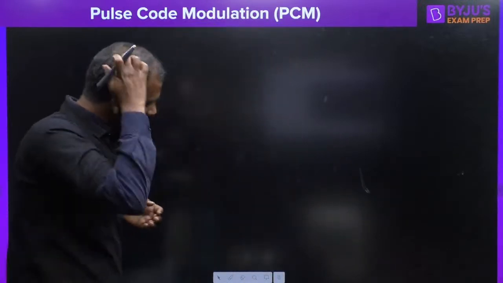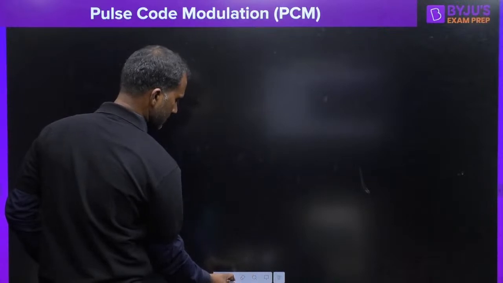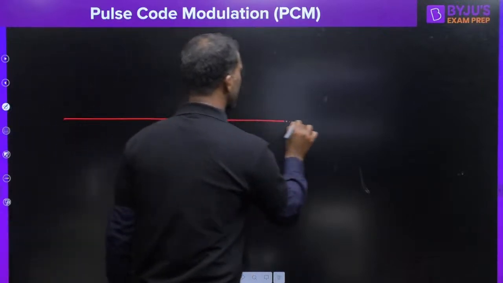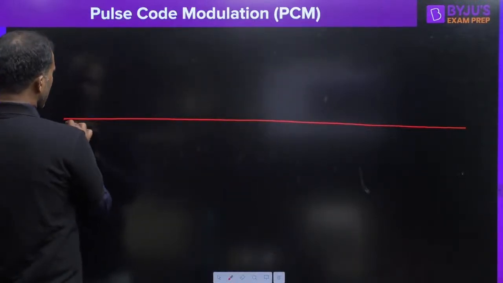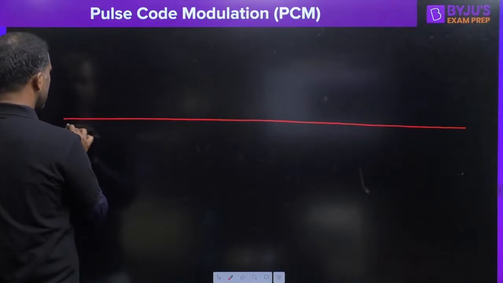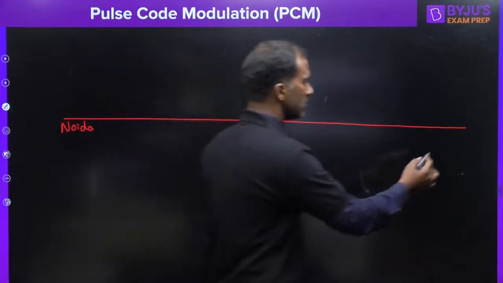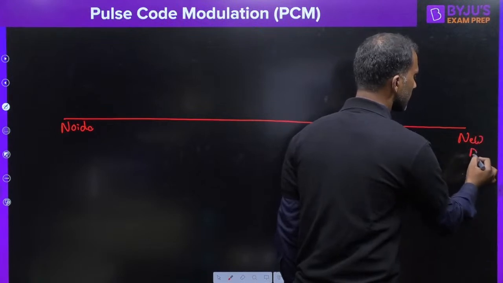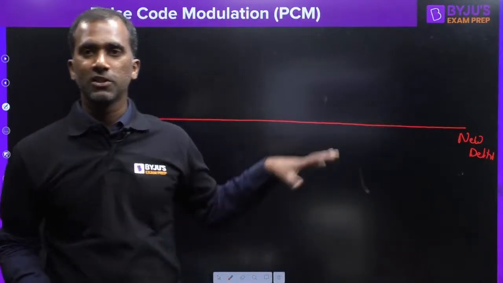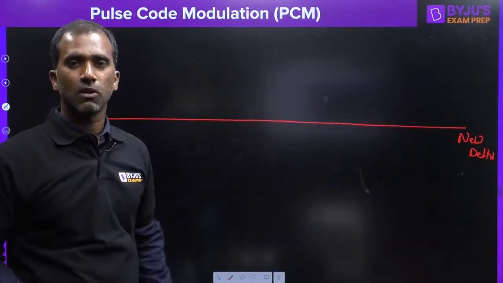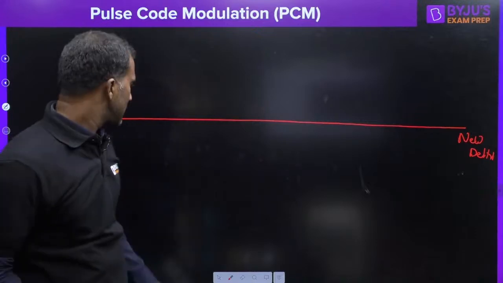For example, let's say we're designing a metro line. This is a metro line from Noida to New Delhi. Let's say I'm an expert in designing things, and the government has given me an opportunity to design where the railway stops should be. Putting these stops is also a kind of quantization only.